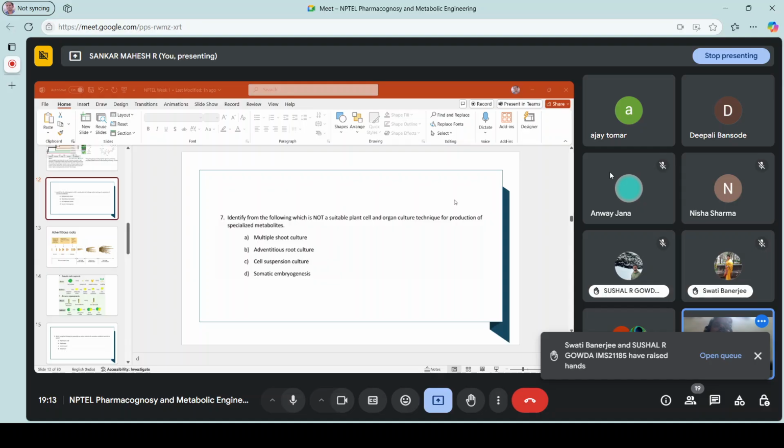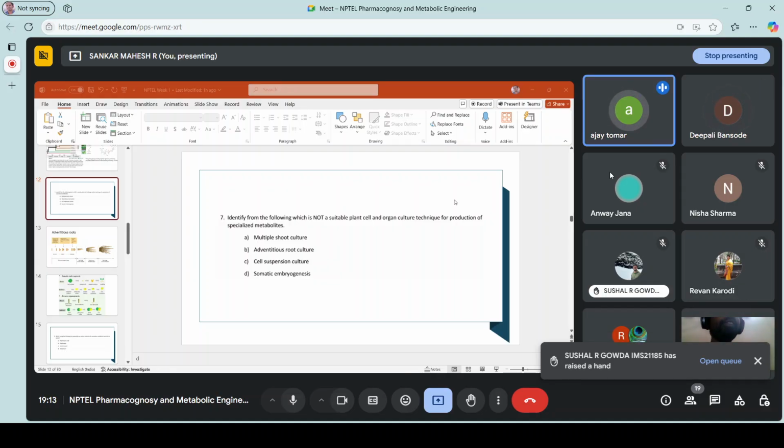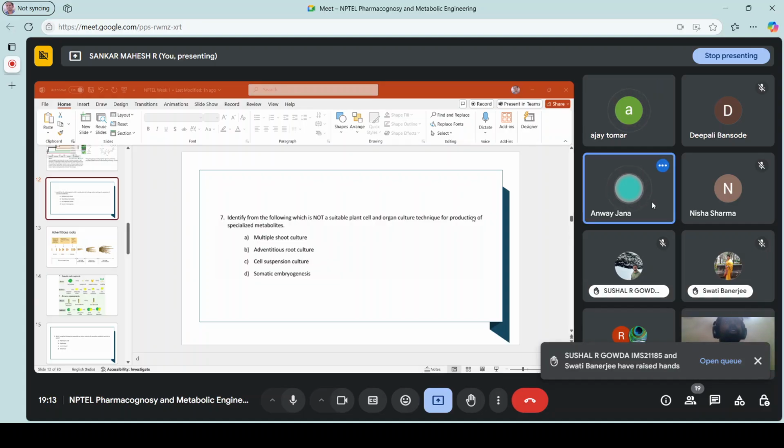Okay. So I think B is the right answer, adventitious root culture. Yes, sir. Ajay, you can tell us what adventitious root culture is. One minute, Anvay. I think A is the right answer. Wait, one minute, Anvay, and Sushal and Swati, give me a minute. We'll go to your answer as well.